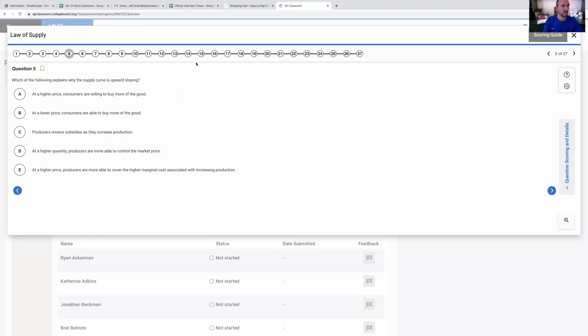Number five, which of the following explains why the supply curve is upward sloping? So why is your supply curve upward sloping? Why is there a positive relationship there between the price and the quantity supplied? So your answer here should be E, that at a higher price, when the price of something goes up, producers are more able to cover the higher marginal cost associated with increasing production.